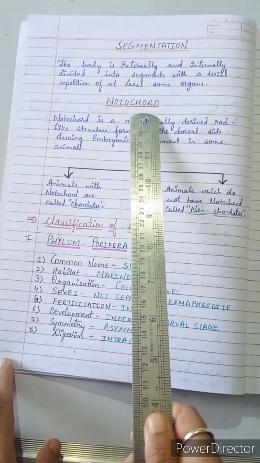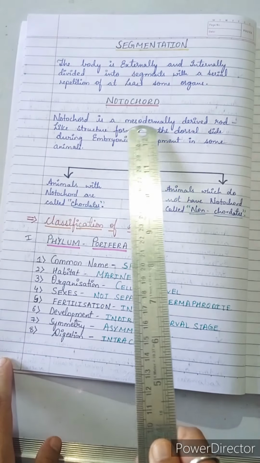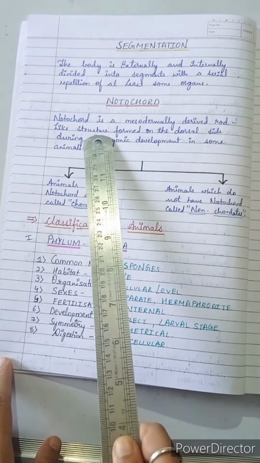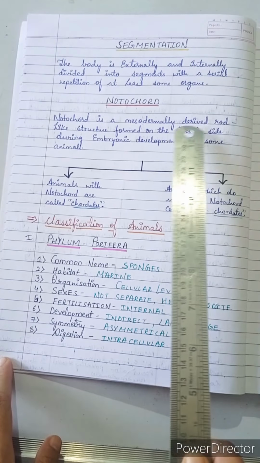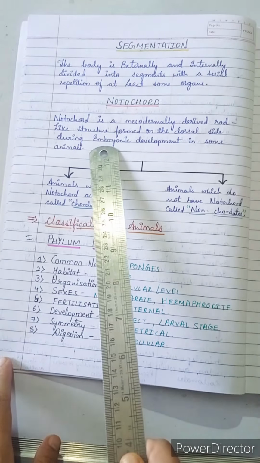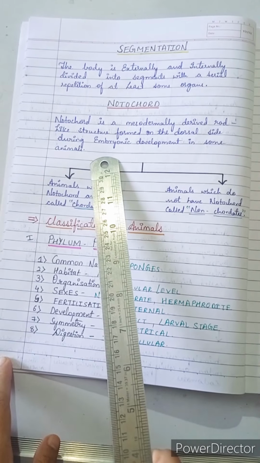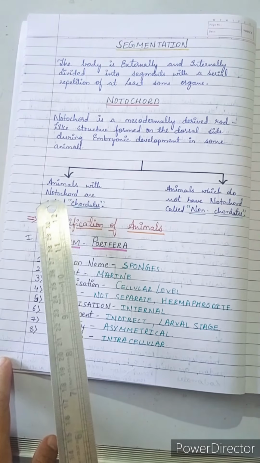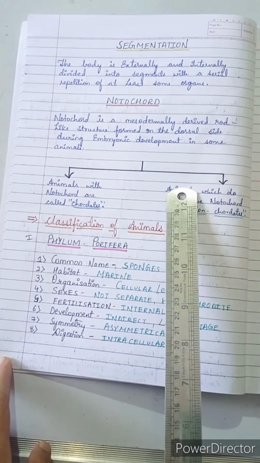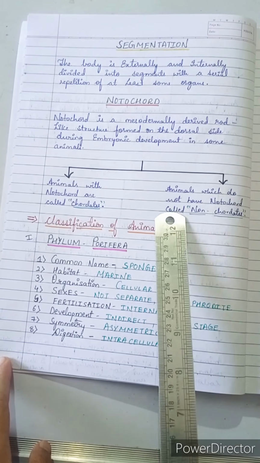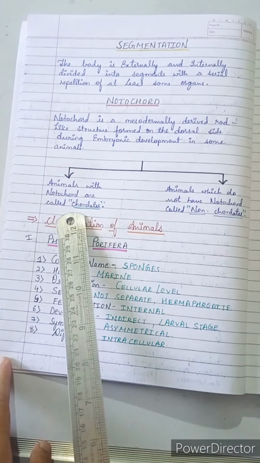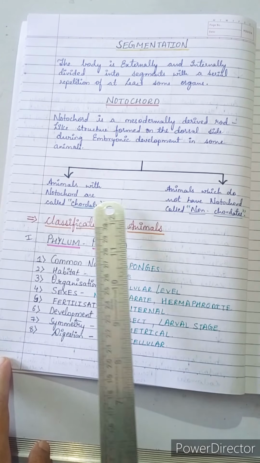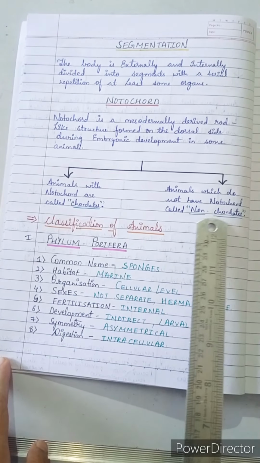Next topic is notochord. Notochord is a mesodermally derived rod-like structure formed on the dorsal side during embryonic development in some animals. There are two types. Animals with notochord are called chordates. Animals which do not have notochord are called non-chordates. Chordates and non-chordates are very important, so I have underlined them with a green marker.